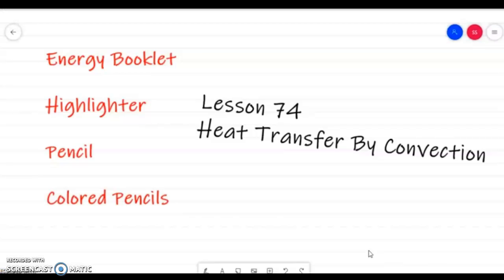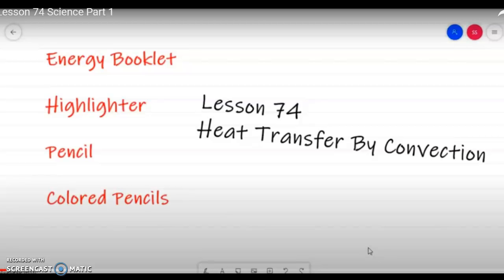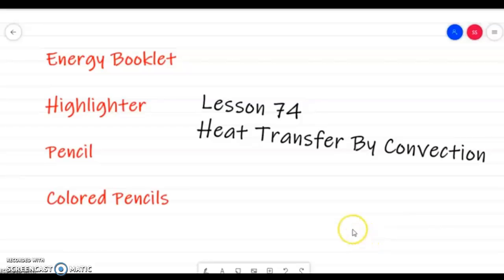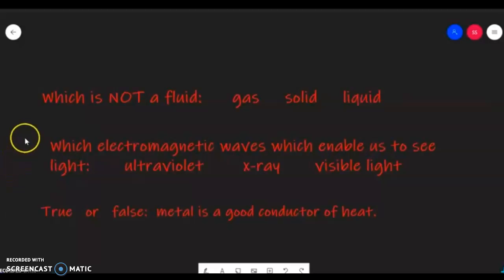Today we are going to learn about heat transfer by convection, lesson 74 in science. You will need your energy booklet, a highlighter, pencil, and colored pencils.